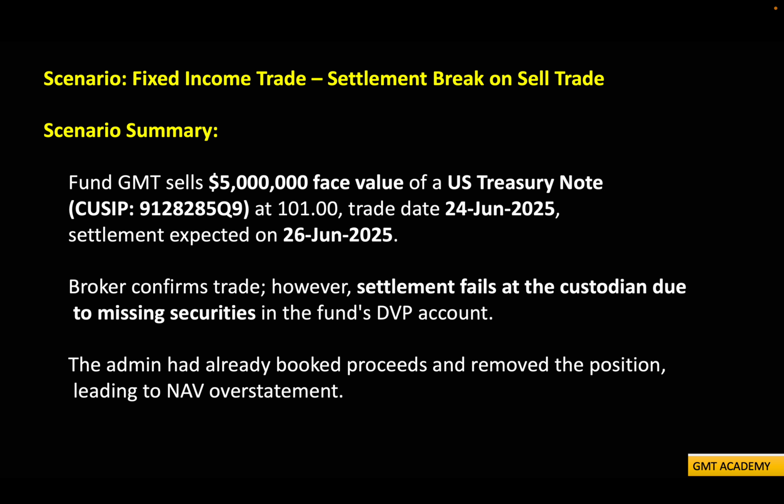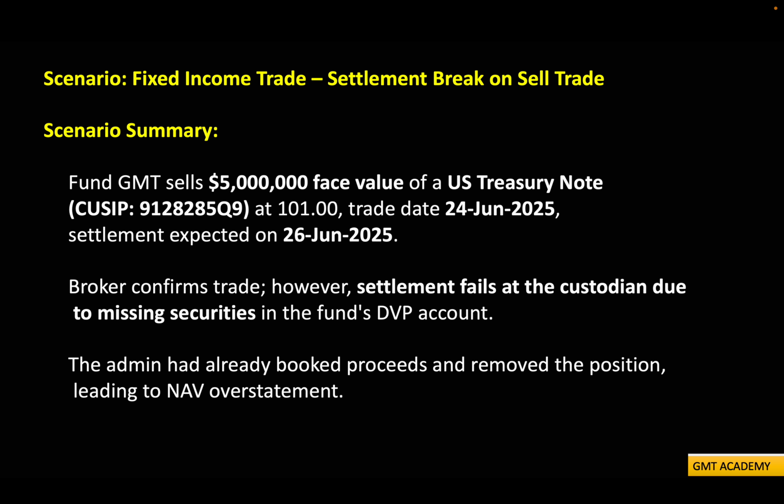In this account the custodian did not have the security, so the settlement failed, and the admin had already booked the trade, removed the position, leading to an overstatement as well, so it directly impacts NAV. You have to mention that the custodian failed due to a missing security in DVP. In this way you should investigate, add the appropriate note on the NAV, and then release the NAV.